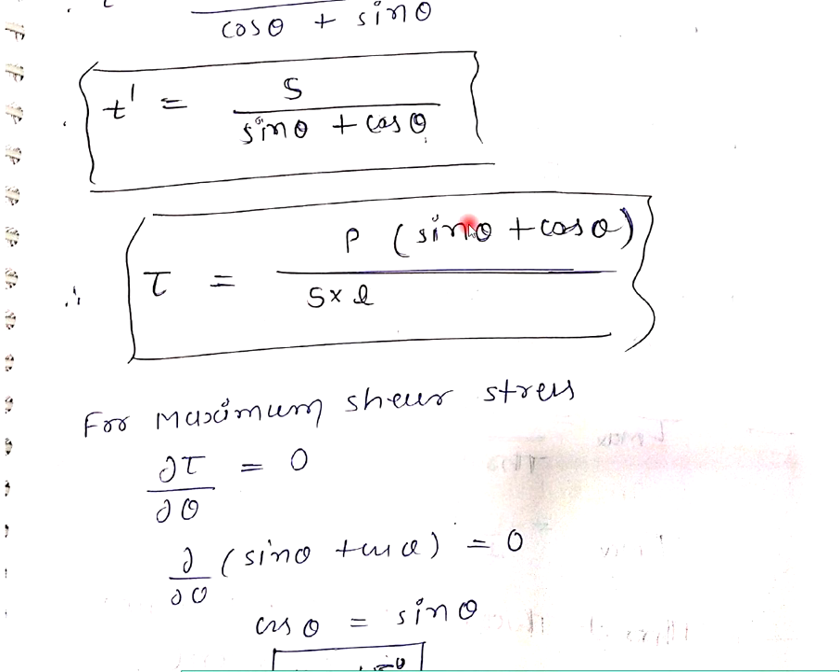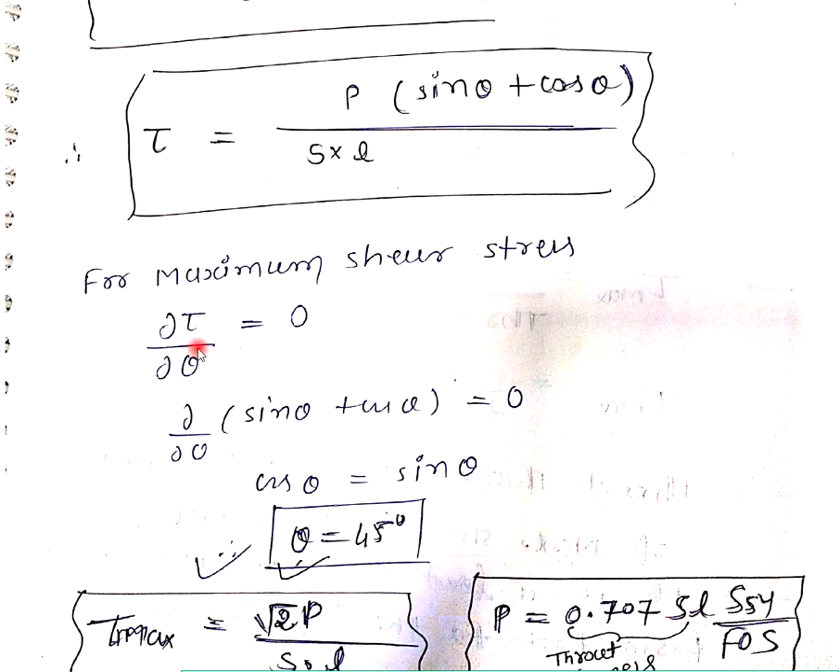Now the shear stress is dependent only on theta. So for the maximum and minimum condition, we take the differentiation, put it equal to 0, and finally we get the same relations, and then we can find out the maximum or minimum. So the same thing we are going to do here. So what is d tau by d theta?